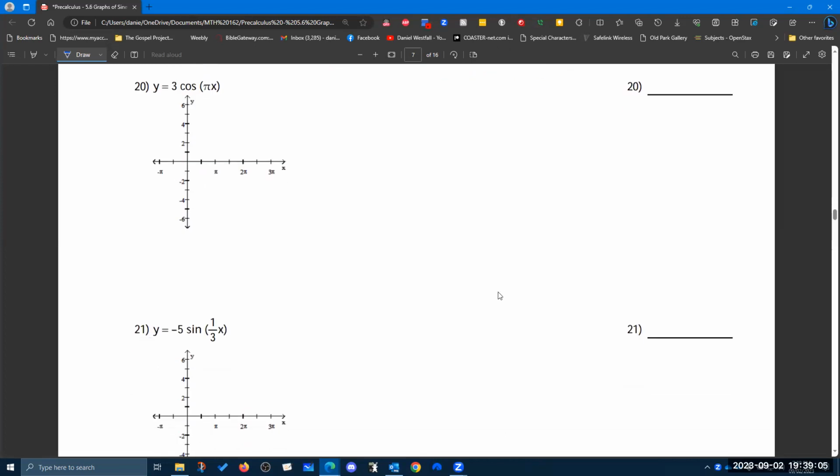3 cosine of pi x, so my amplitude is 3. Omega is pi, which makes my period 2 pi over pi. It makes it 2 again. So this one is going to be more difficult to draw. My step is going to be 2 over 4, which is 1/2.